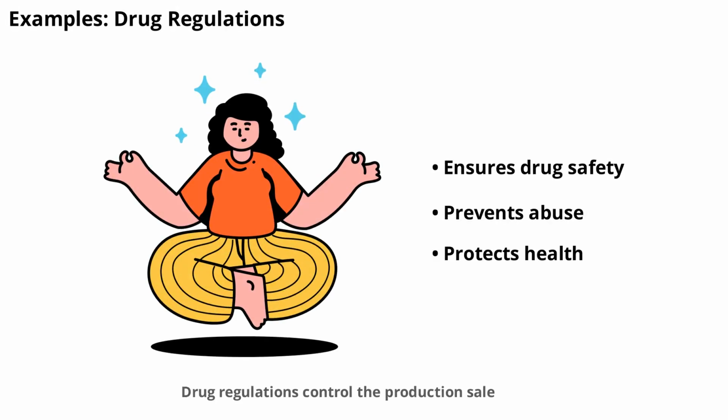Drug regulations control the production, sale, and use of medicines and other substances. These rules ensure that drugs are safe, effective, and properly labeled. By enforcing drug regulations, governments protect public health and prevent abuse.